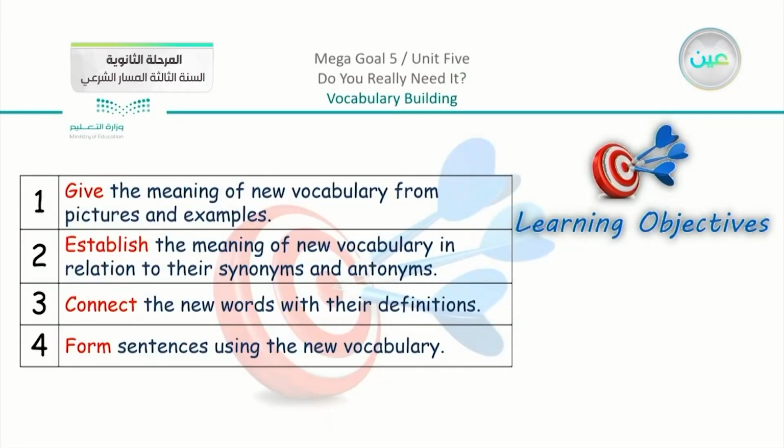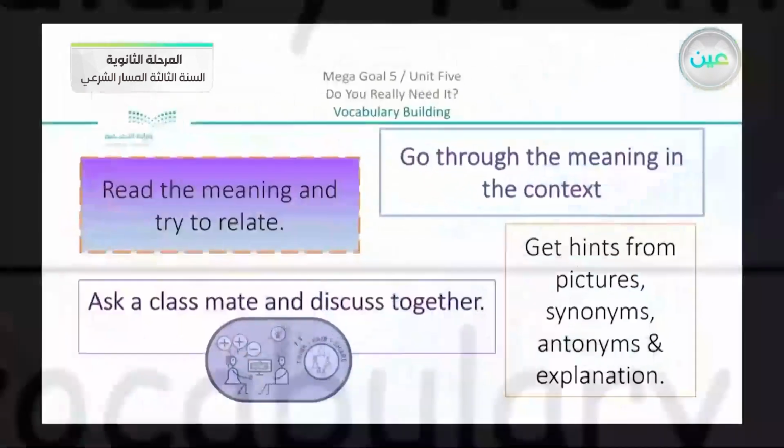Our objectives of the day are, number one, to give the meaning of new vocabulary from pictures and examples; number two, to establish the meaning of new vocabulary in relation to their synonyms and antonyms; number three, to connect the new words with their definitions; number four, to form sentences using the new vocabulary. So we're going to move on with our lesson here.